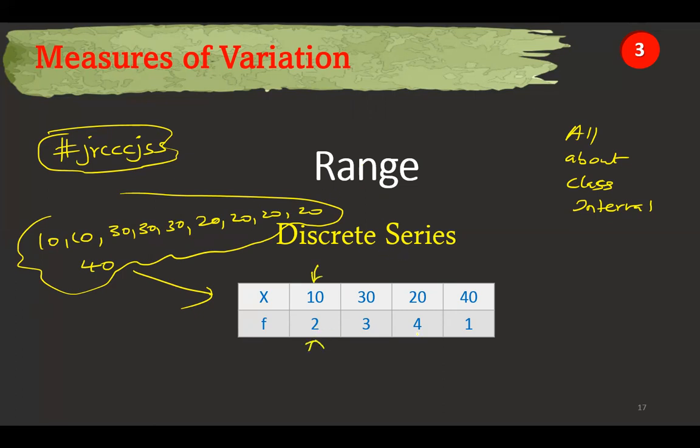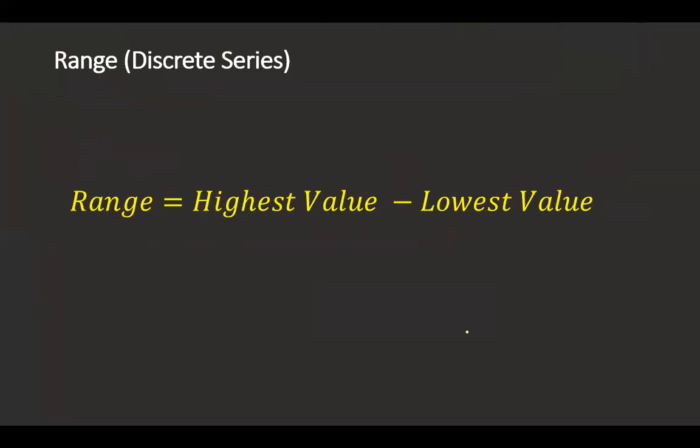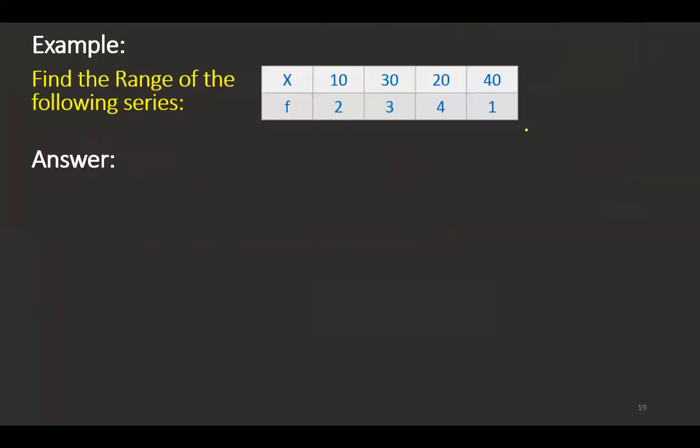For a discrete series, the same formula will be used here: highest value minus lowest value. How to calculate here? This is the highest value. We always take it from X. Do not make the mistake of taking it from the frequency. Most of the time, people will take the highest value from the frequency; suppose 24 is given here, do not take that. 20 has come 24 times, but the values we always have to take from X only. So now, when we go for the formula, what is the highest value here?